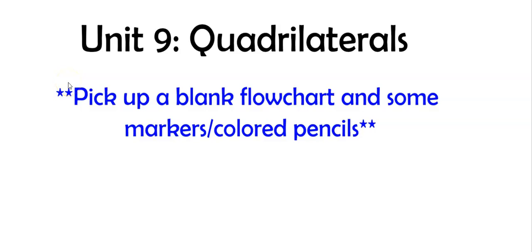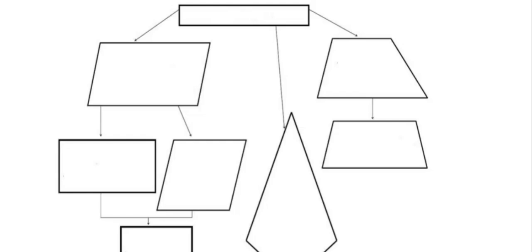This is the beginning of Unit 9, Quadrilaterals, and we're going to run this unit just a little bit differently. Instead of using your notebook, we're just going to go through 3 lessons that you'll use paper from the front of the classroom. So for today's, you're going to need a blank flowchart, and then some markers or colored pencils might also be nice for this one. Maybe start with a pencil, but then maybe go back and add color, or you do whatever works for you.